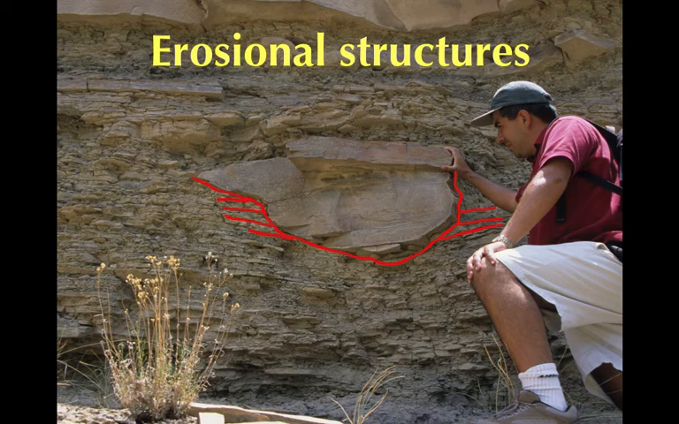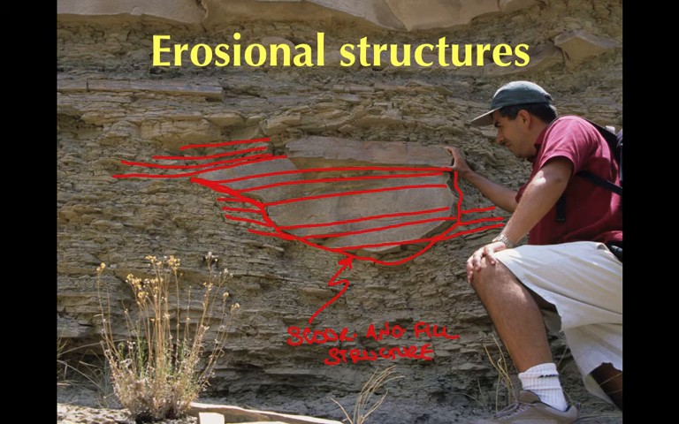In this case, the scour, represented by this channel, is filled in with sediment that onlaps the sides of the channels. And then the entire package, the scour, the channel, and what fills it is overlapped by younger sediment. So this filled in channel would be termed a scour and fill type of structure.